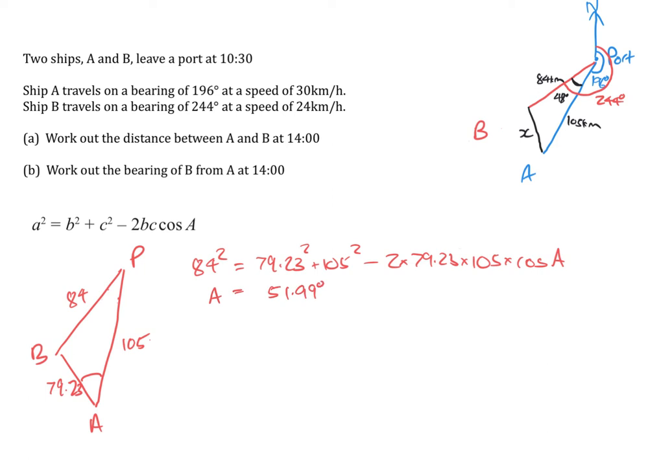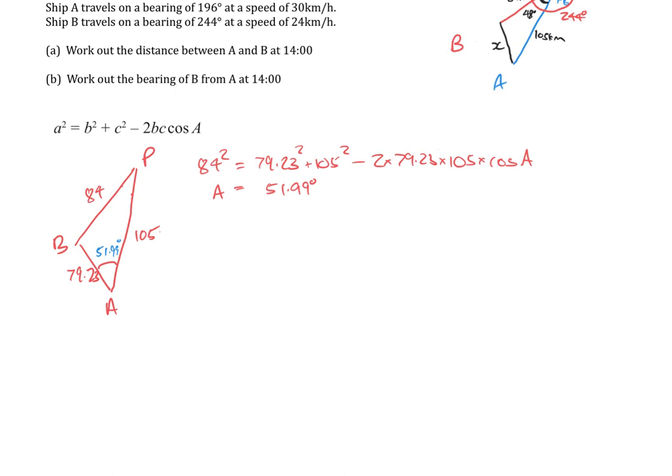So I know this angle here, write it in blue, is 51.99 degrees. Now I want the bearing of B from A. So let's look at the bearing side of things for my question. Pull this up here. Again, I've got B, I've got A, I've got P. I'm going to put norths on A and north on P. Now I want this angle going all the way around there.